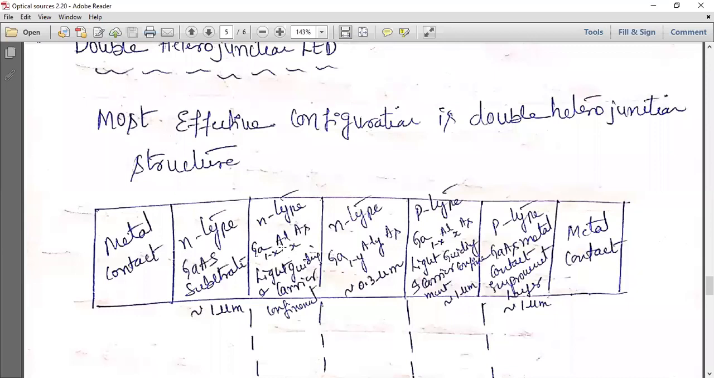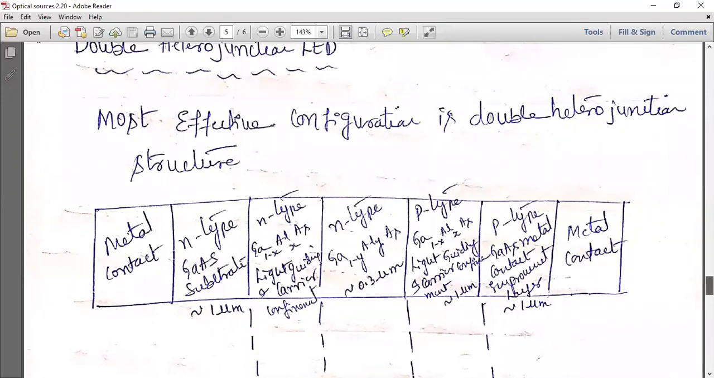Also, you observe that gallium aluminum arsenide is there, and the center is gallium aluminum arsenide. So both are the same. This is a homojunction. So there are only two heterojunctions in between. That is why we call it a double heterojunction. What is the advantage of all this? We'll go through it.